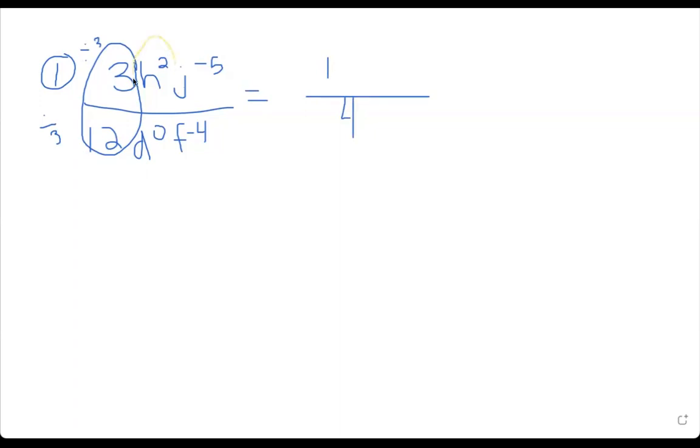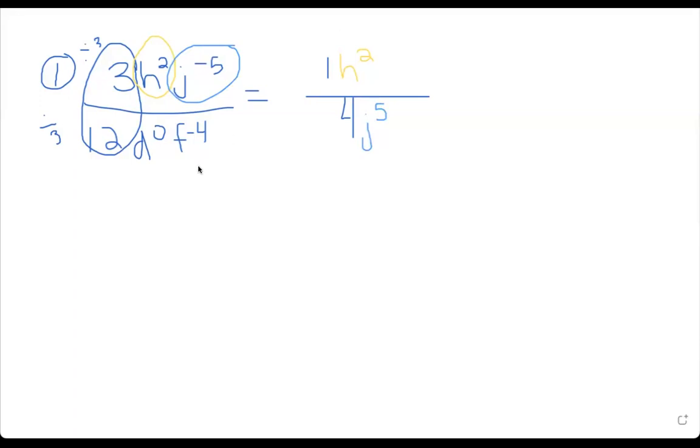So h squared, I'm looking at it. There's not a negative and there's not a 0. So it is fine where it's at. We're going to keep h squared at the top. Okay, next one. Let's look at j to the -5th. J to the -5th is negative. It's not happy, so it means I need to move it to the bottom where it will be happy. So j to the 5th is going to come down to the bottom and change it to a positive.